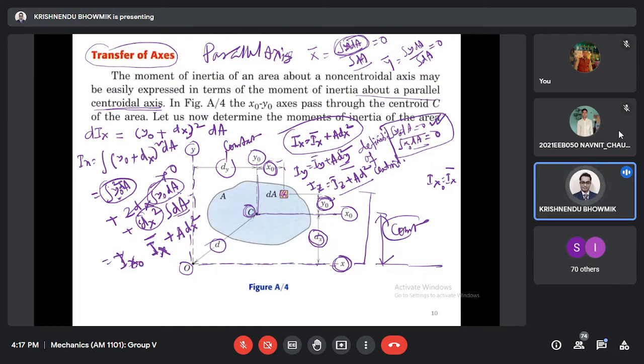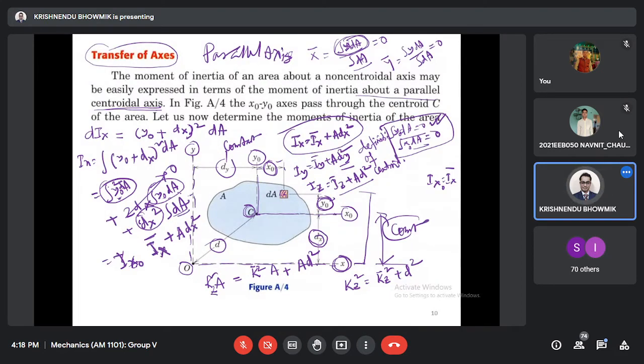If it is so, then we know Iz is k square A. In terms of radius of gyration, I should write here: A k square equals A k bar square at the centroid plus A d square, or kz square equal to kz bar square plus d square. That is the relationship between the radii of gyration.